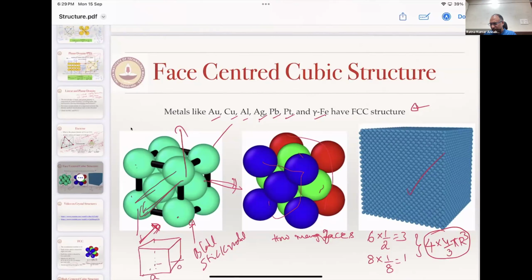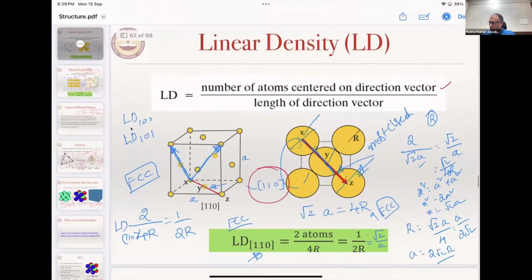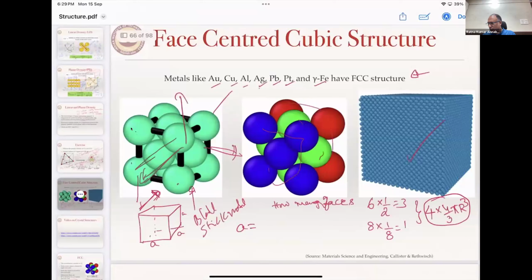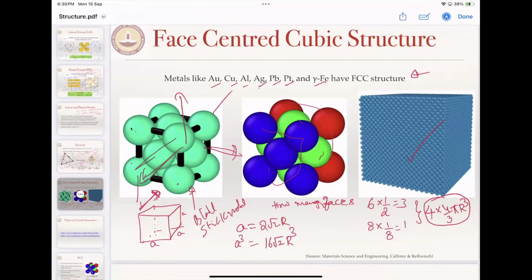This is A, that is A, that is A. What is A in terms of R? A is equal to 2 root 2 R. So the volume of this unit cell will be A cube. That means the space occupied by the unit cell is A cube, isn't it? That is 16 root 2 R cube. All of you agree? Yes, sir.